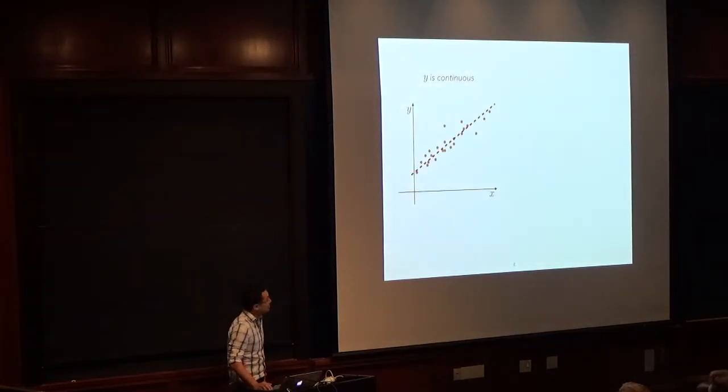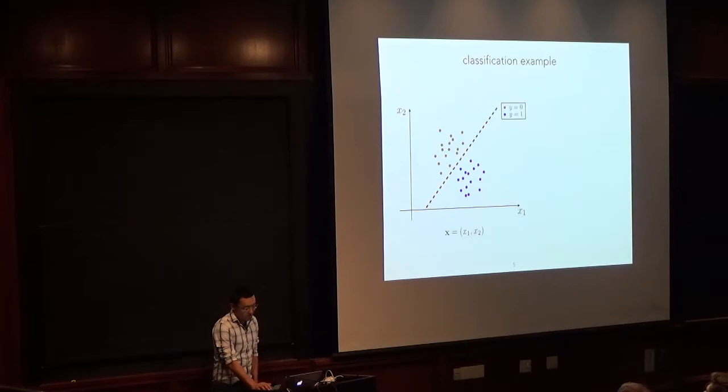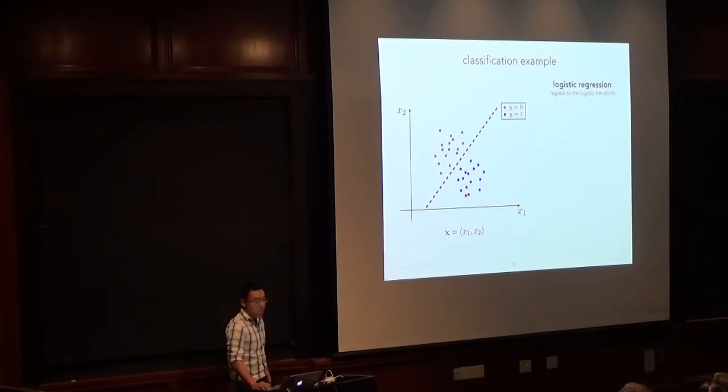If y is continuous, like we do regression, then we want to learn a regression function. If y is binary and categorical, like 0 or 1, then we want to learn, in this case, a logistic regression function to categorize into 0 or 1. That's called classification. In classification, in the binary case, you want to find a hyperplane that splits the data between one class and the other class, in this case 0 or 1. For the most part, in deep learning, people use logistic regression, so minimizing log loss, also known as binary cross entropy.